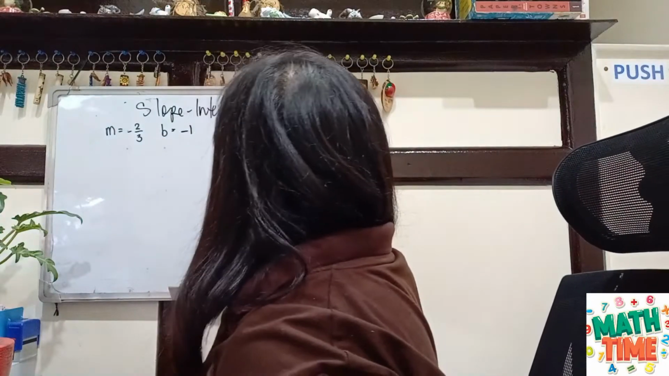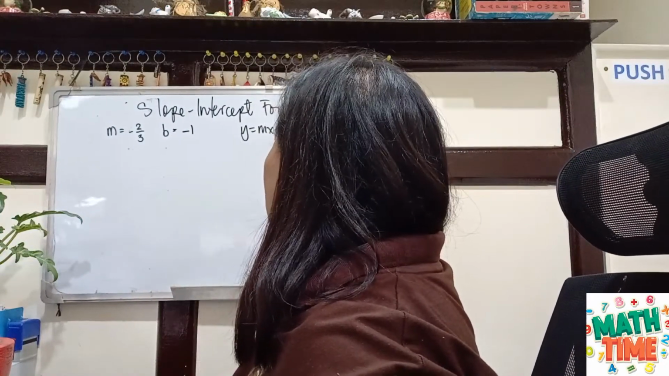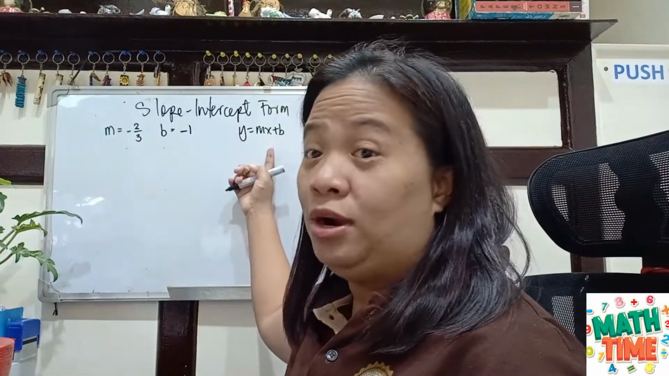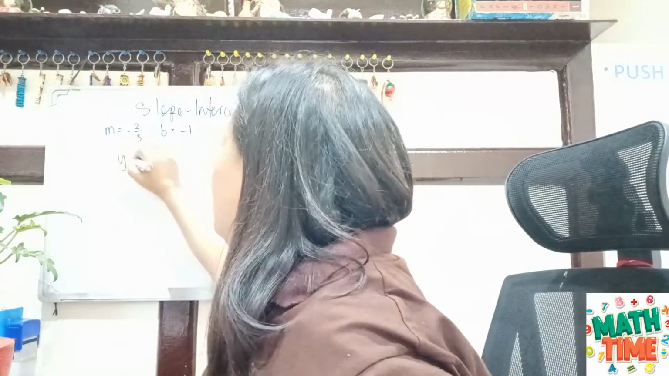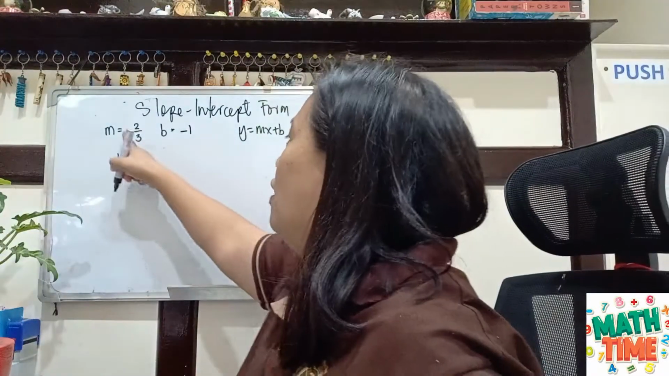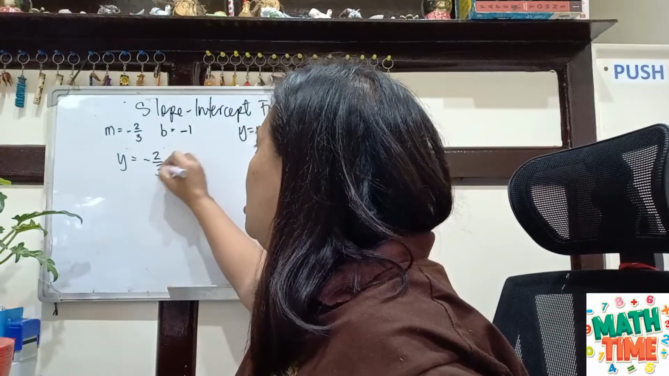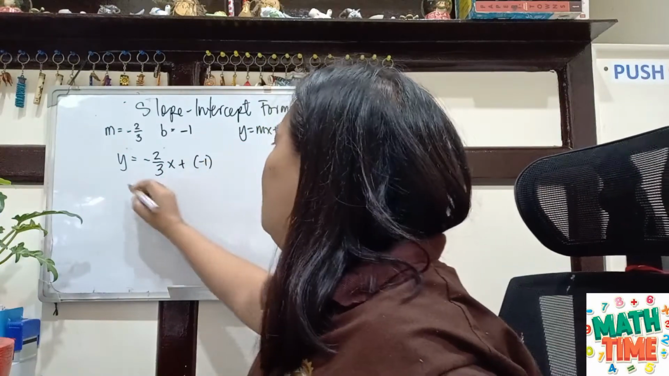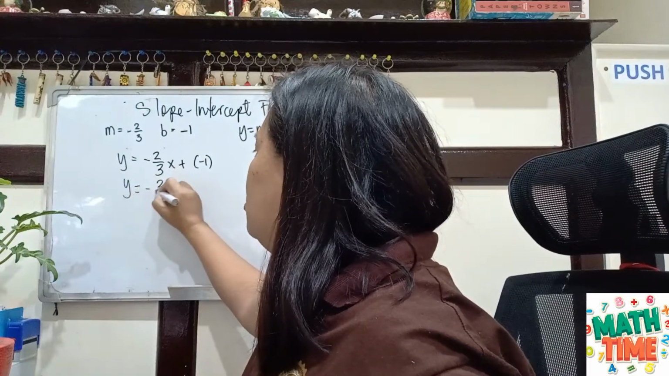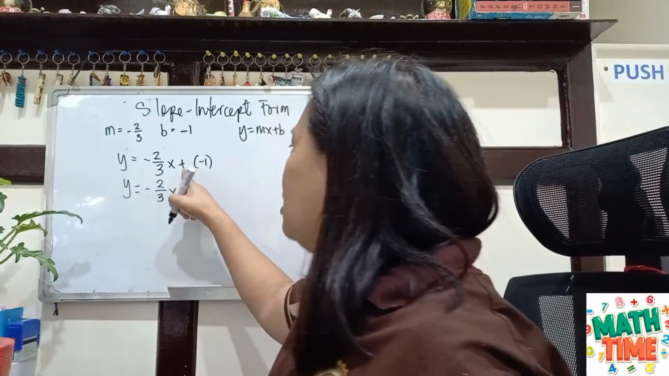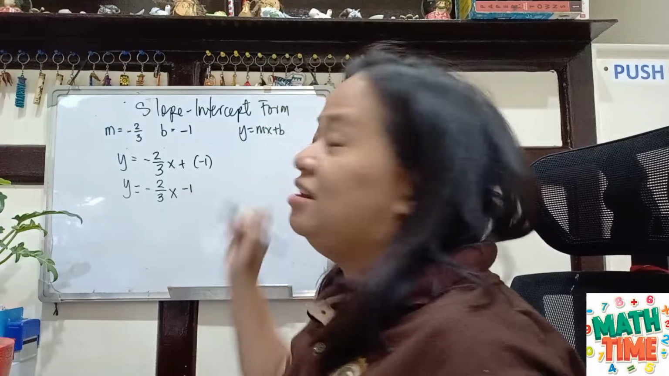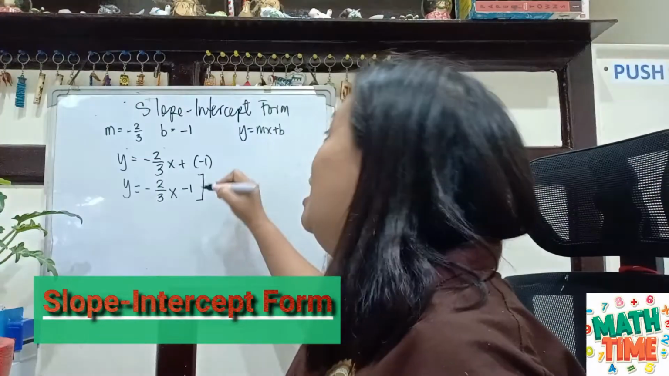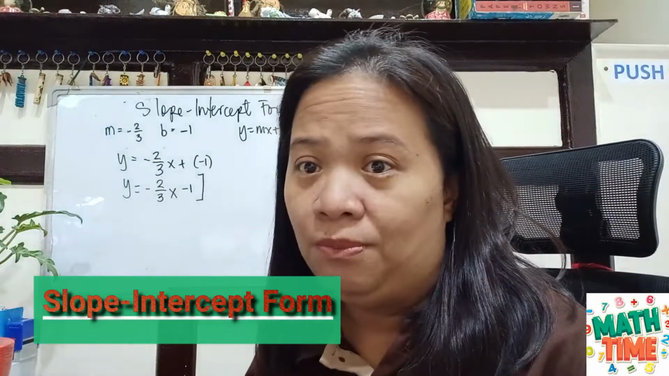So that would be y equals mx plus b. Substituting these values to our equation, we have y equals, instead of writing m, we are going to write negative 2/3 x plus negative 1. Simplifying, we have y equals negative 2/3 x, positive times negative 1 is negative 1. This is now the equation of the line in slope-intercept form.